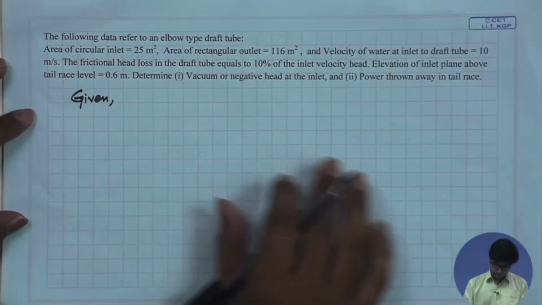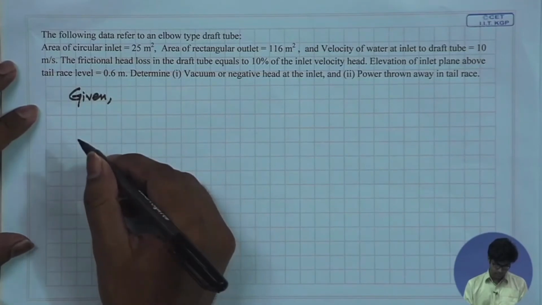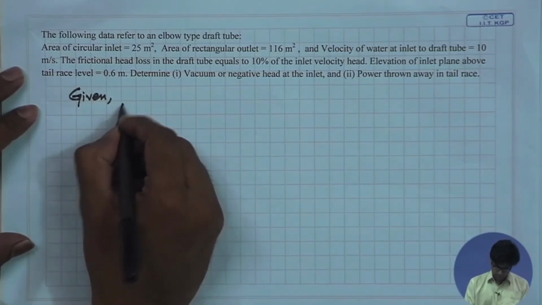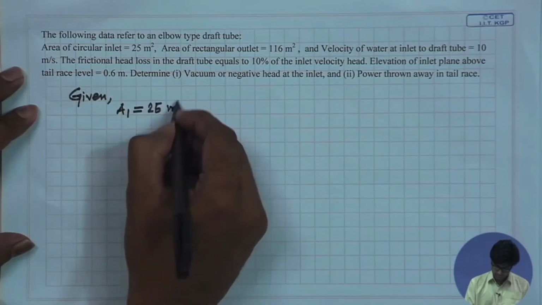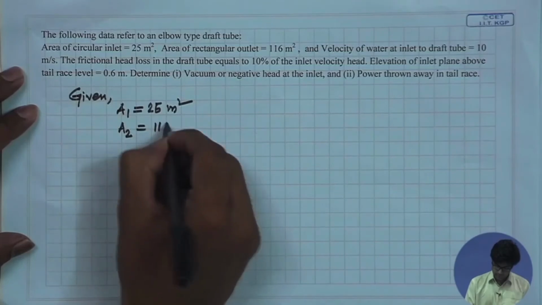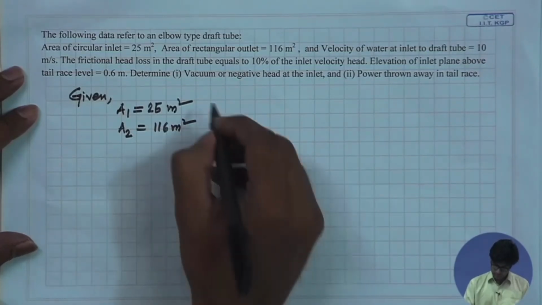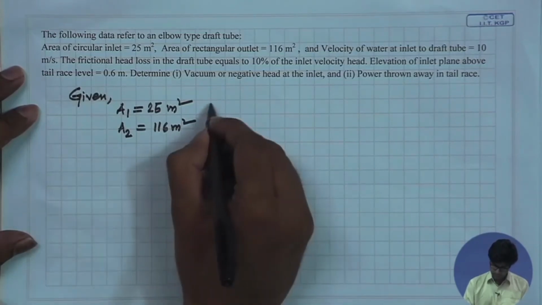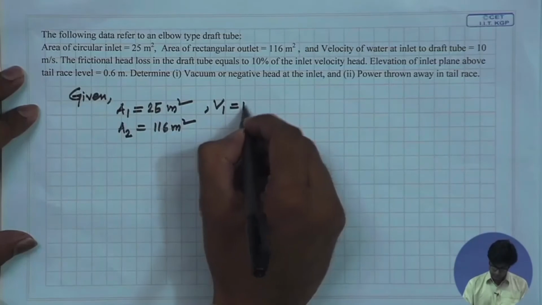Since we are denoting the inlet section of the draft tube by subscript 1, we write the area at the inlet A1 as 25 meter square, and the area at the outlet is given as 116 meter square. The velocity of water at the inlet to the draft tube is given as V1 is equal to 10 meter per second.